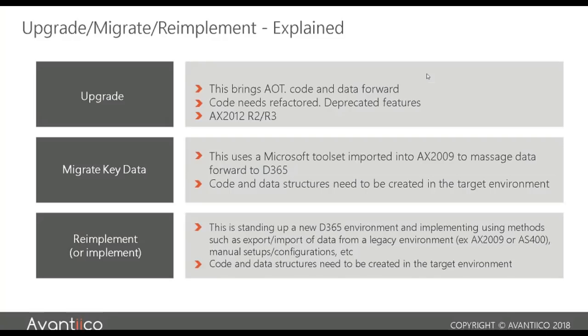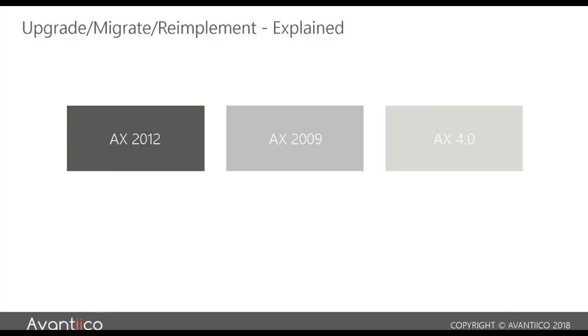Of course, you can re-implement: you can just spin up a new version of 365 and start again. There are tools available for this third option, and we will talk briefly about them. They are data packages and data entities. So if you are starting again with a clean instance of 365, there are tools available to migrate over some of your key data, your customers, your vendors, things like that. So we will go through that as well.